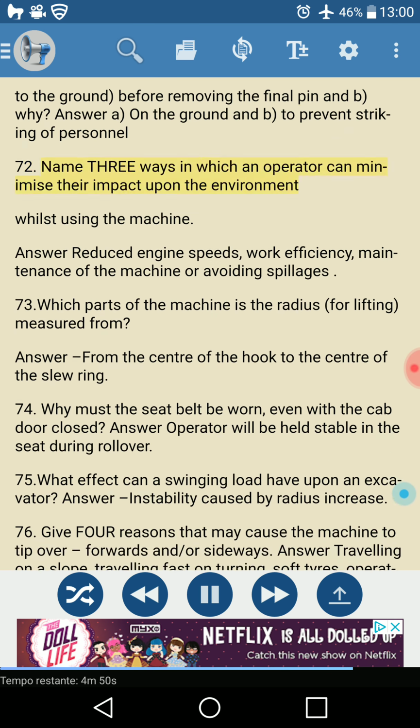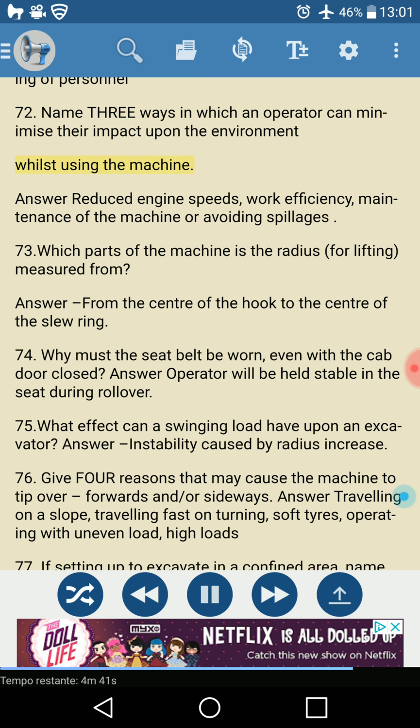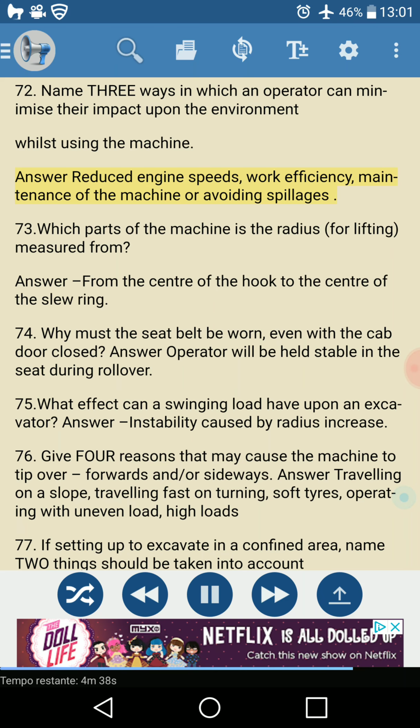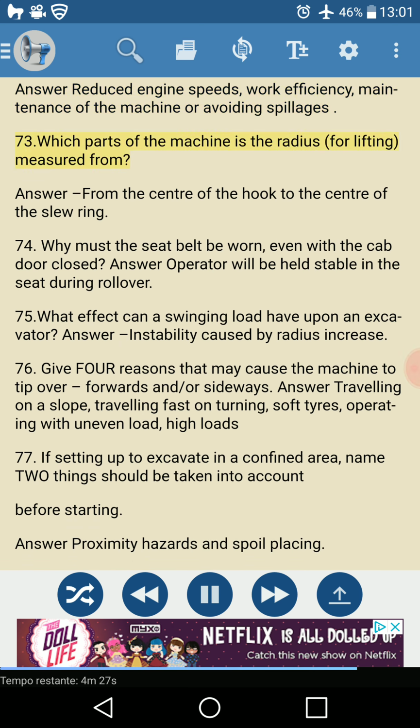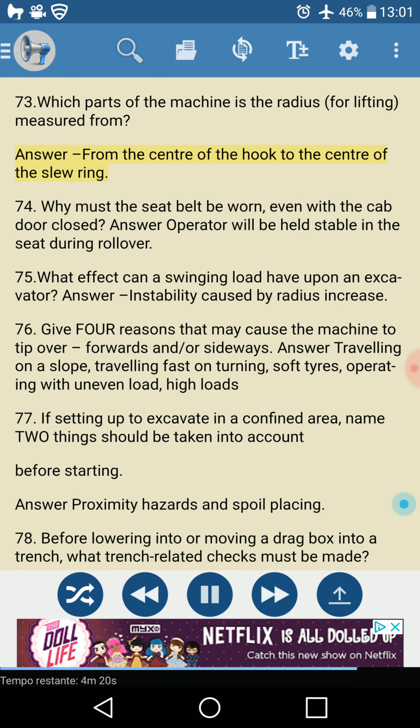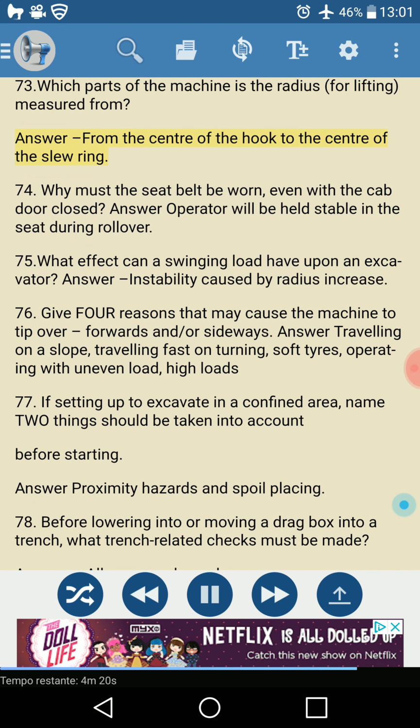72. Name 3 ways in which an operator can minimize their impact upon the environment whilst using the machine. Answer. Reduced engine speeds, work efficiency, maintenance of the machine, or avoiding spillages. 73. Which parts of the machine is the radius for lifting measured from? Answer. From the center of the hook to the center of the slew ring.